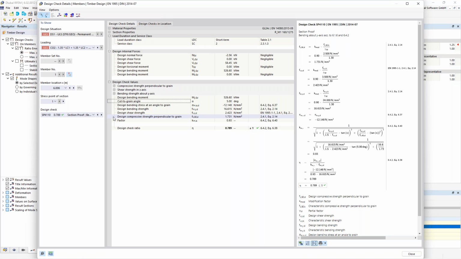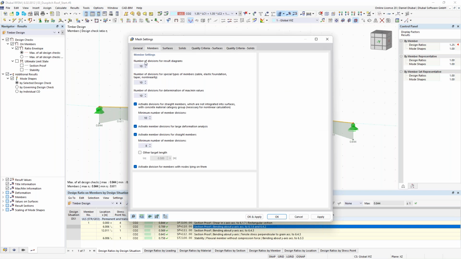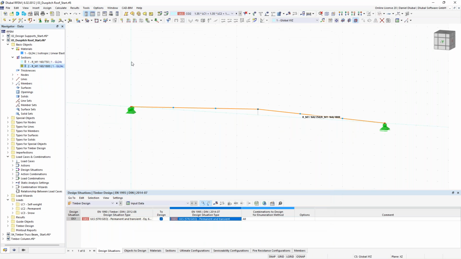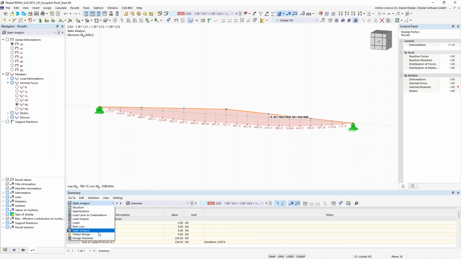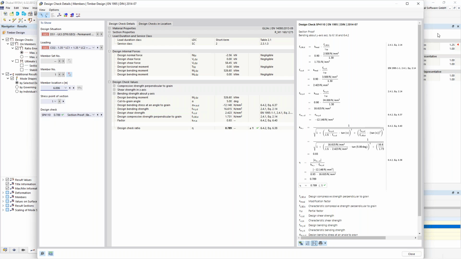Okay, you can also skip between two load combinations and go through different member locations. If you want to have it at each meter, for example, you have to increase it by going to mesh settings, members, number of divisions for result diagrams, 24. Calculate it again. And now you can see it at each meter, like here. Okay, so much to that.